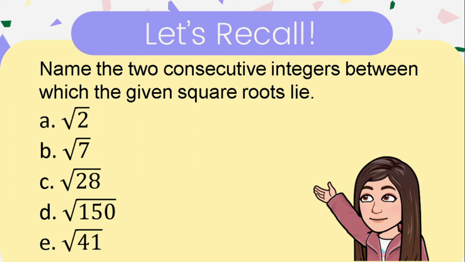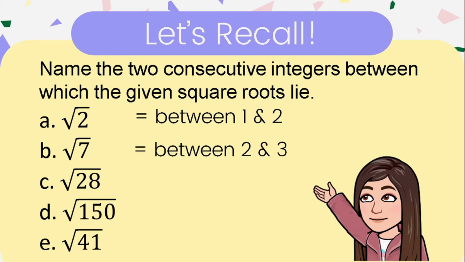Are you done? Let's check your answers. Letter A, between which two consecutive integers does square root of 2 lie? Alright, the answer is 1 and 2. Letter B, between which two consecutive integers does square root of 7 lie? Yes, it is between 2 and 3.